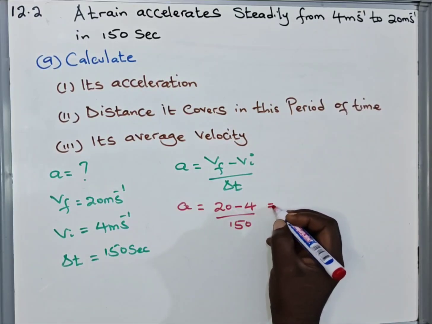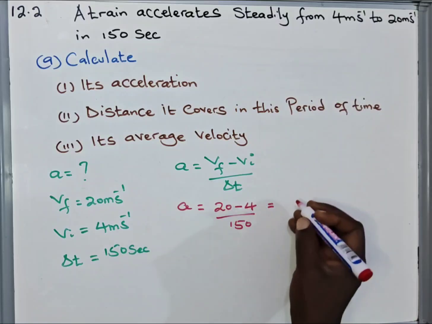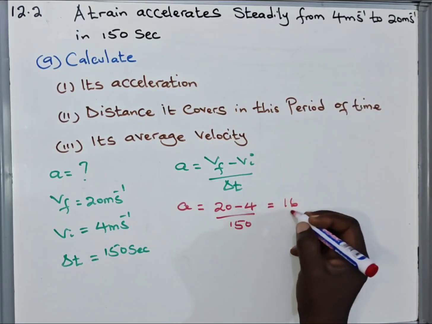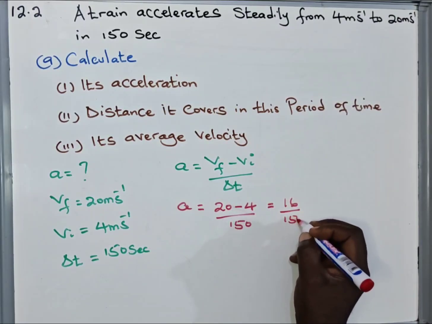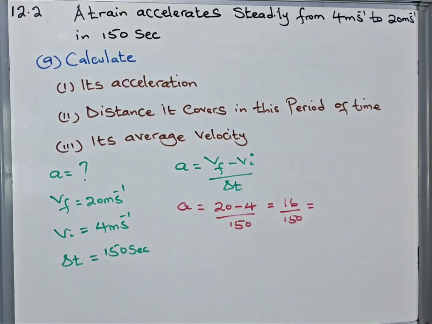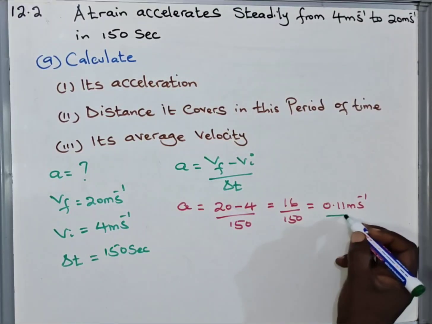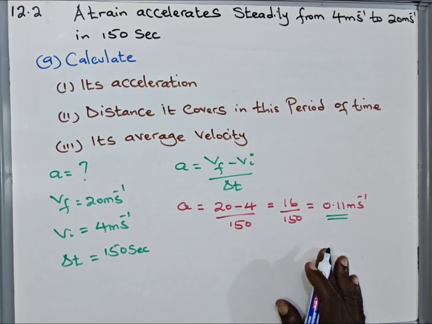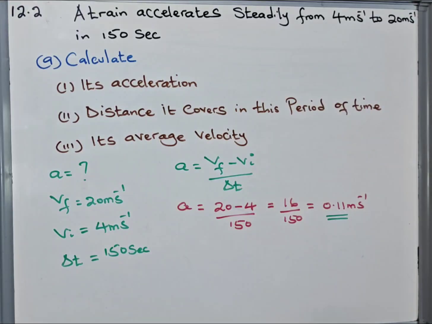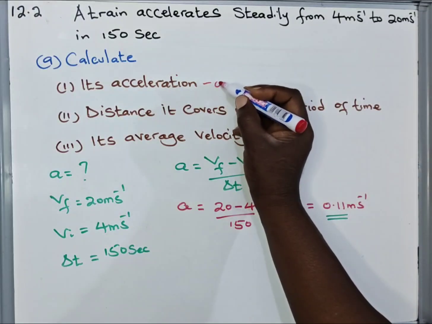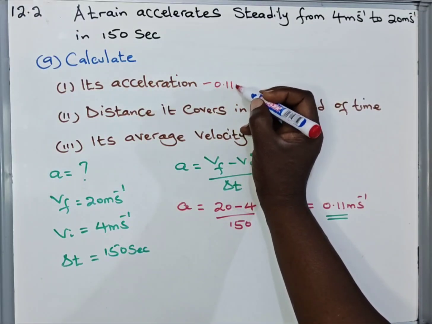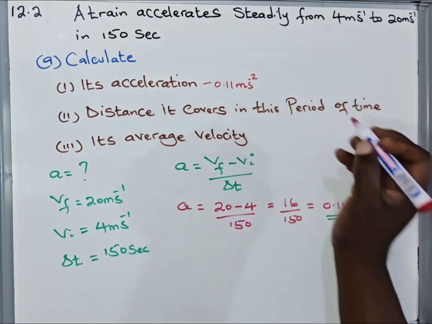This one will give us 16 over 150, which is equal to 0.11 meters per second squared.